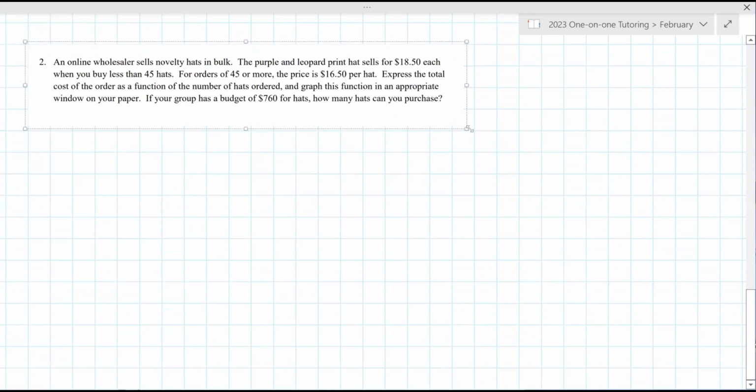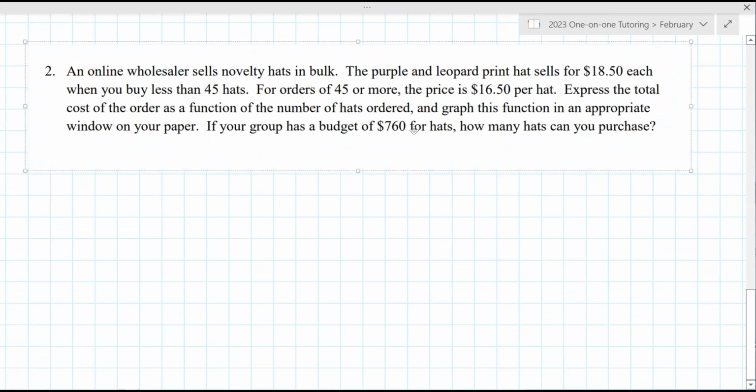All right, here we go. So number 2, it says an online wholesaler sells novelty hats in bulk. The purple and leopard print hats sell for $18.50 each when you buy less than 45 hats. For orders of 45 or more, the price is $16.50 per hat. Express the total cost of the order as a function of the number of hats ordered and graph this function in an appropriate window on your paper. If your group has a budget of $760 for hats, how many hats can you purchase?